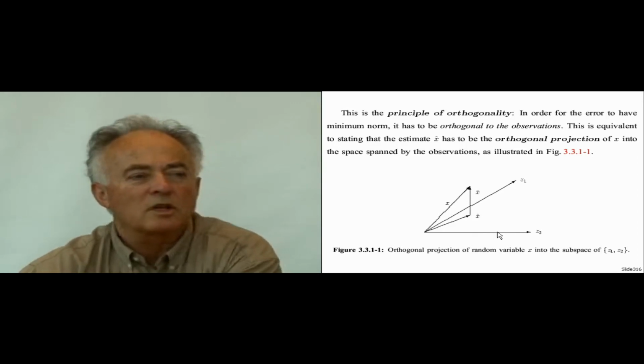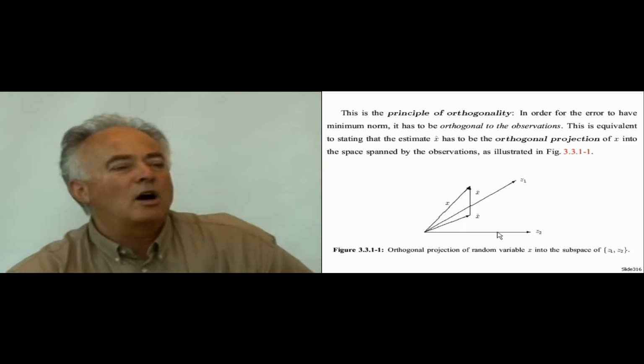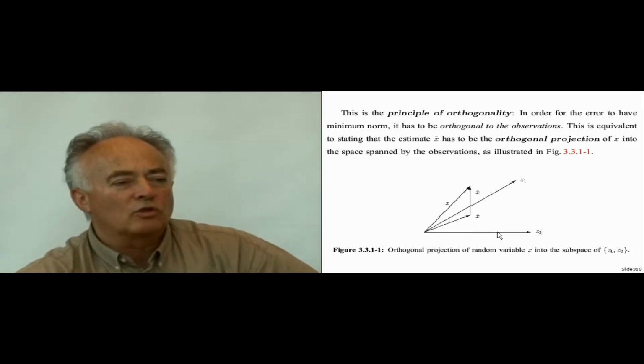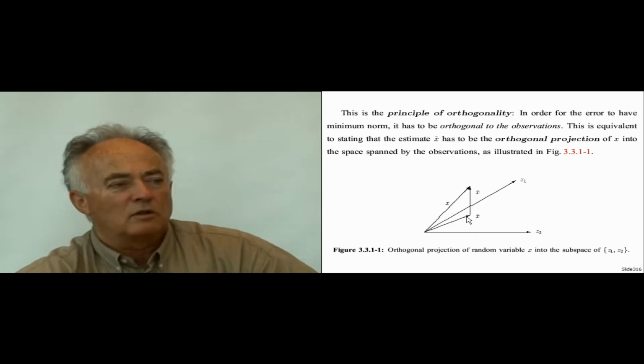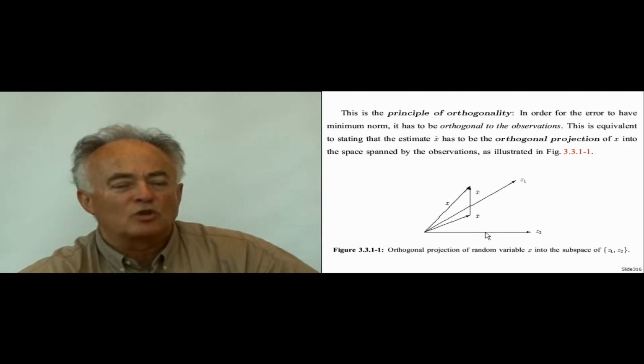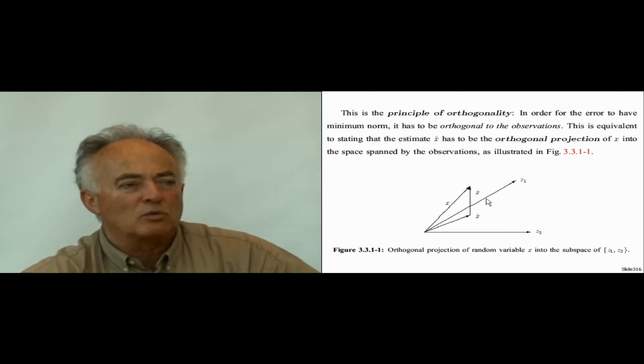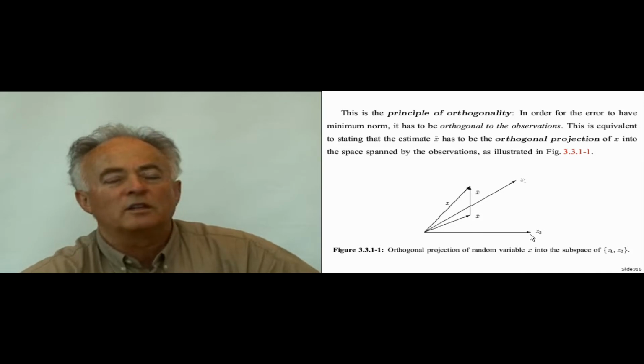So you can see now from this how this orthogonal projection of our random variable x into the subspace defined by z1 and z2 defines our best linear estimate. And clearly a vector in this plane, the x hat vector, we can express it as a linear combination of the two vectors z1 and z2 which define this plane.